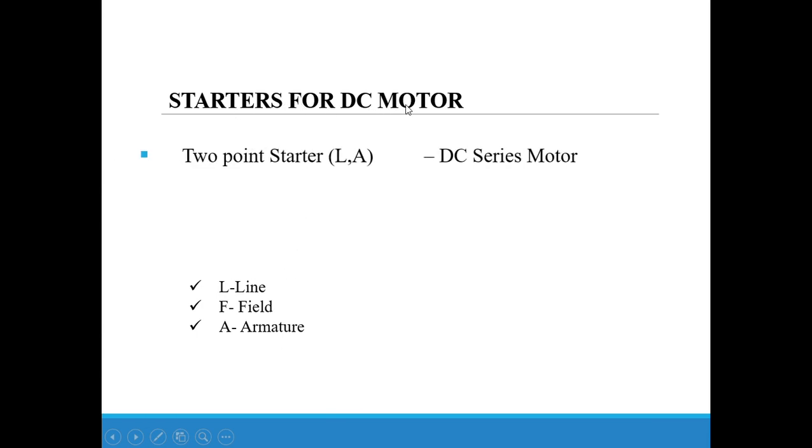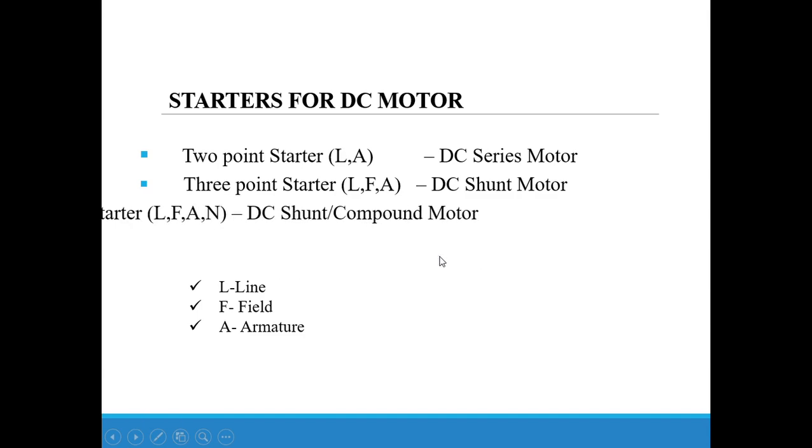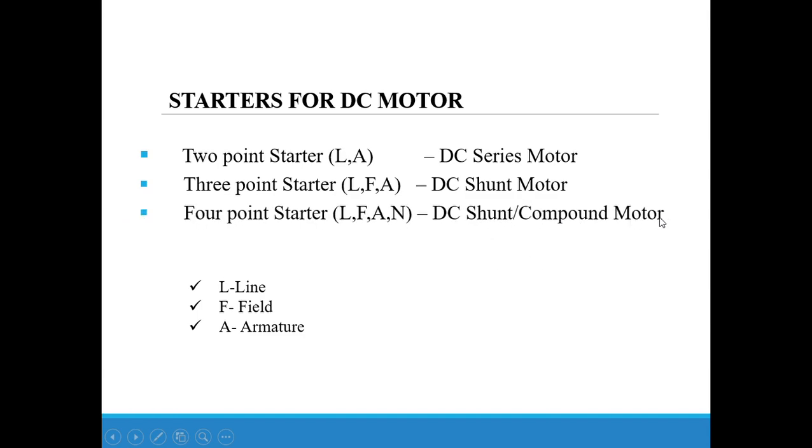Starters for DC motors. For a DC series motor, we use a 2-point starter to limit the starting current. For a DC shunt motor, we use a 3-point starter to limit the starting current. For a DC shunt or compound motor, we use a 4-point starter to limit the starting current. The reason for naming it 2-point is that the starter is provided with two terminals, that is L and A. L indicates line, A stands for armature.